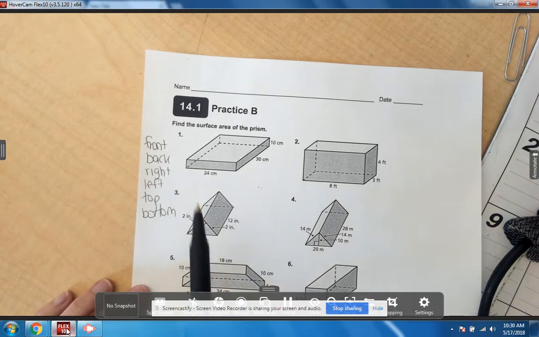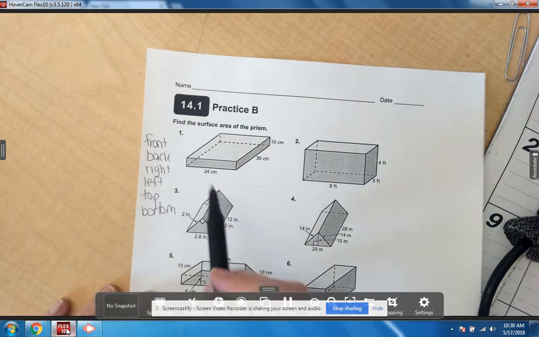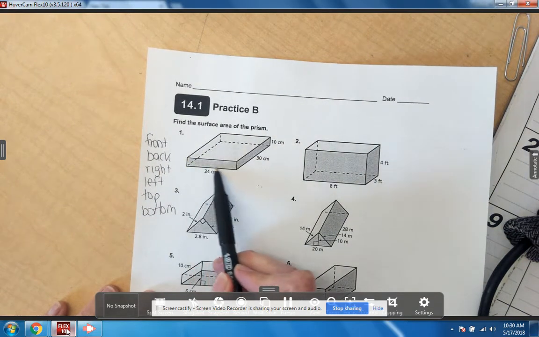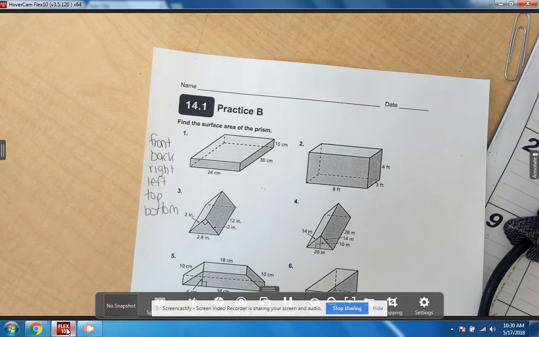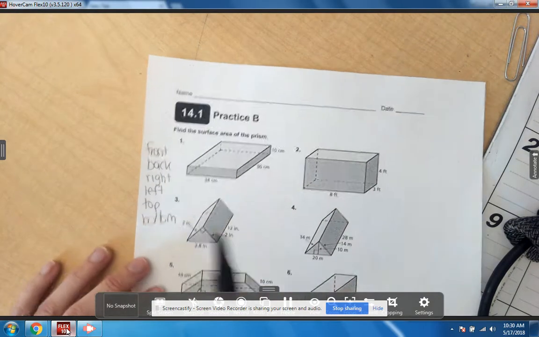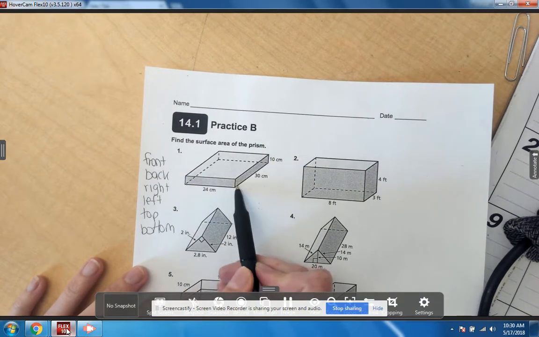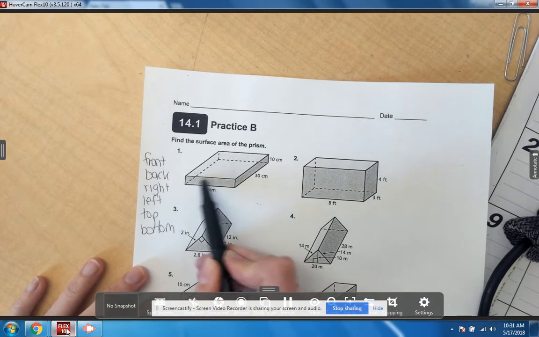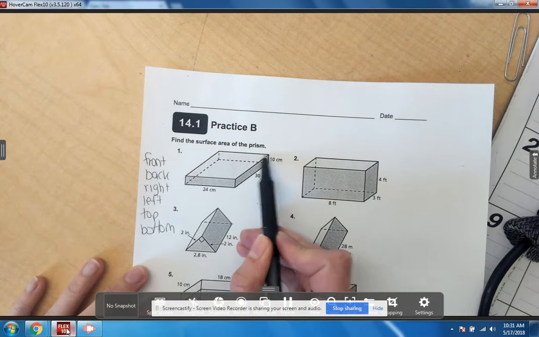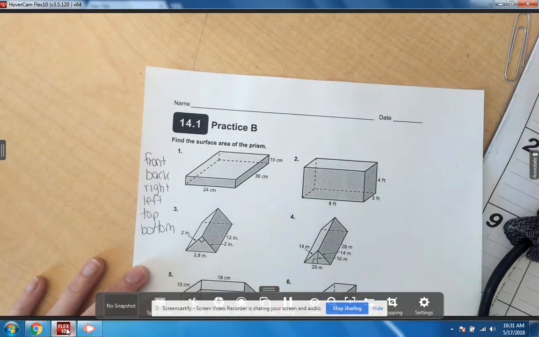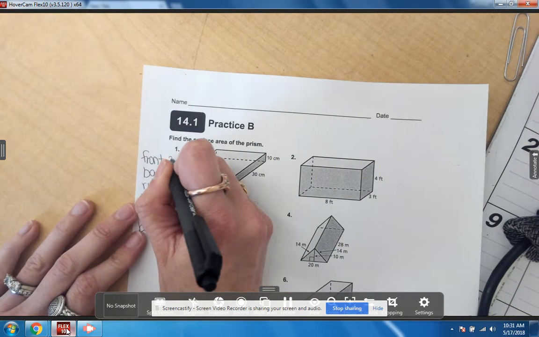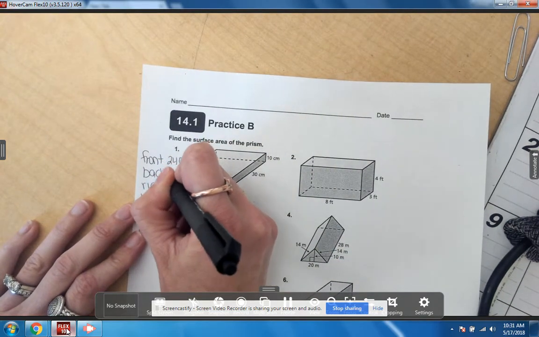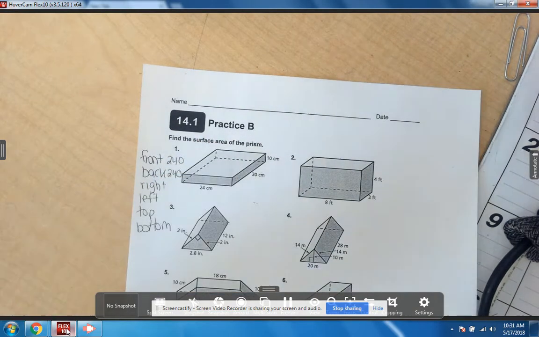Okay, so the front and the back are both rectangles. So what I do is I trace over it with my pen to figure out what my length and width are. If you remember, the area of a rectangle is length times width. So I'm going to do 24 when I trace over the front, and when I trace over the back, I go over 10. So my length times width is 24 times 10, which is 240. So that means the front and the back both have an area of 240 centimeters.